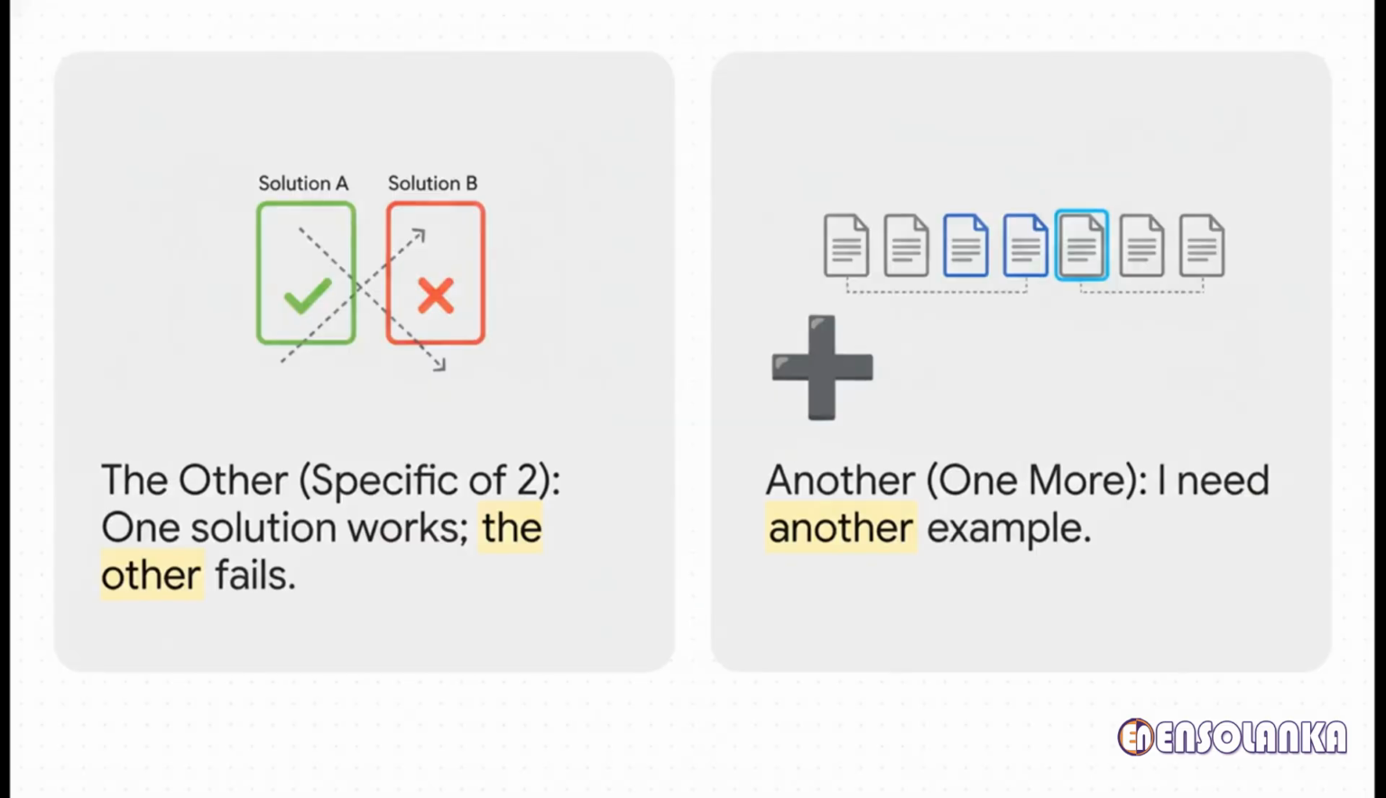Okay, let's fix one last common point of confusion. You use another when you mean one more from a group of many. Like, I need another example. But you use the other when you're talking about the second of two specific items. I have two solutions. One works, the other fails. One is indefinite, the other is specific. It's a simple distinction, but a really powerful one.